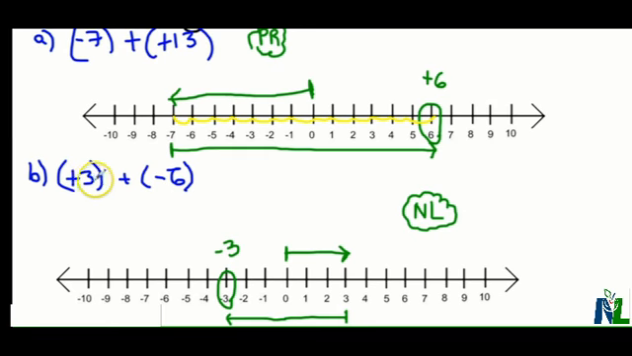You always make sure that you go to your first integer, and then depending on if you're adding a negative or adding a positive, you would then have to go the number of steps. And in this case, in this example, we had to move to the left 6 steps, and we get our answer of -3.